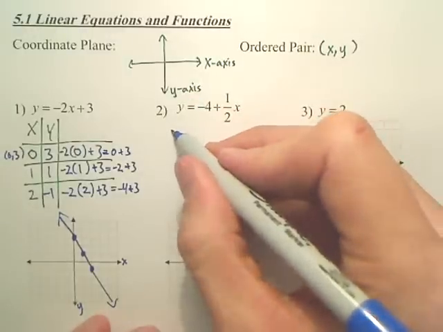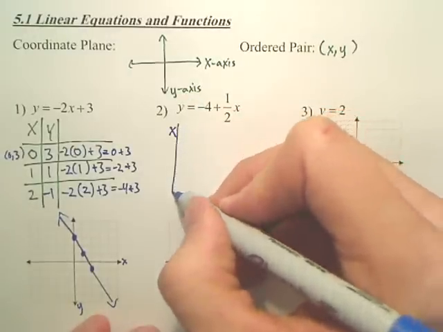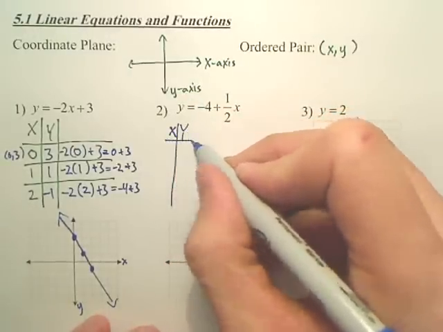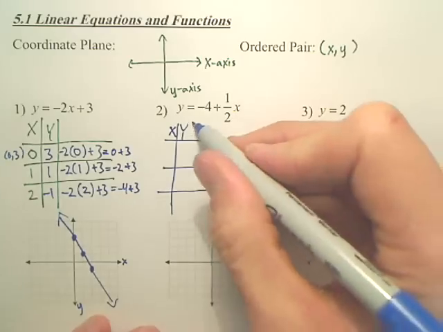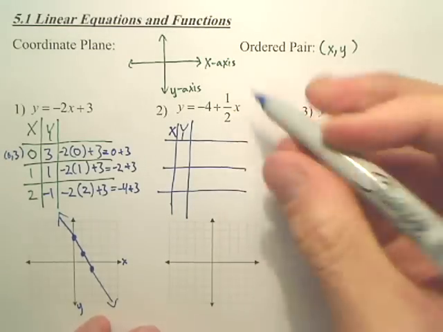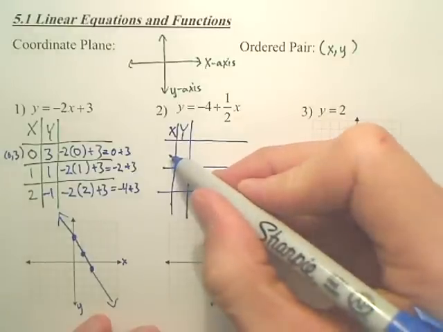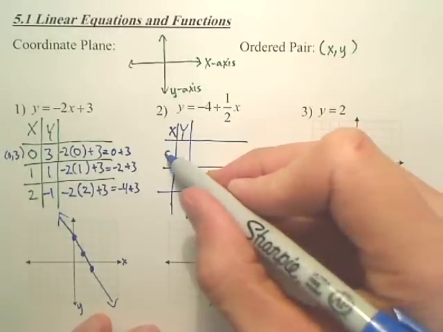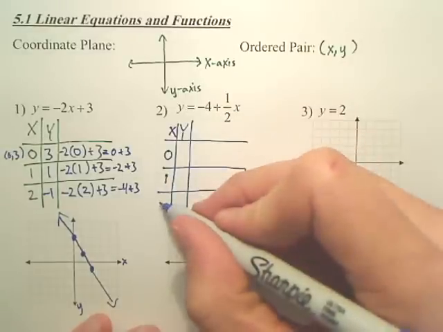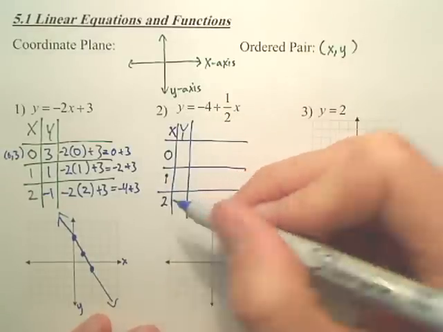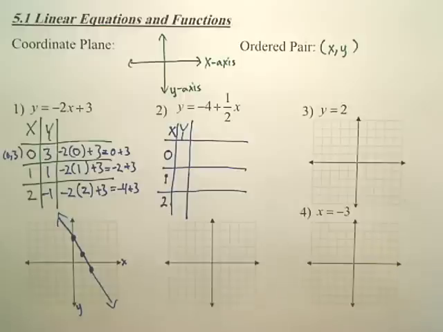Now, for this one, here's the equation. What's an easy number to plug in? I'm going to plug in 0, then probably 1, and I'm going to actually do 2. 0, 1, and 2 again. Could you do 0, 2, and 8? Yeah. Whatever numbers you want.